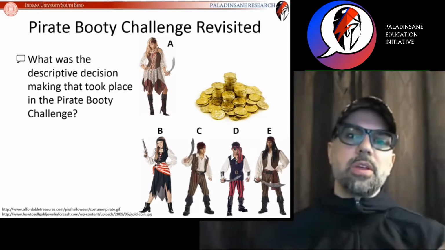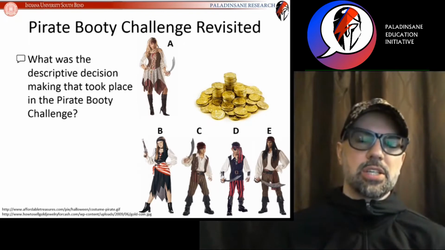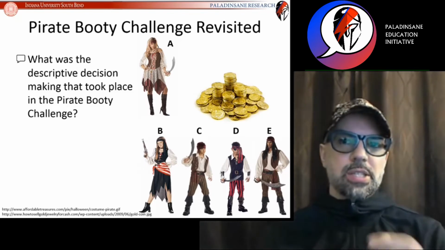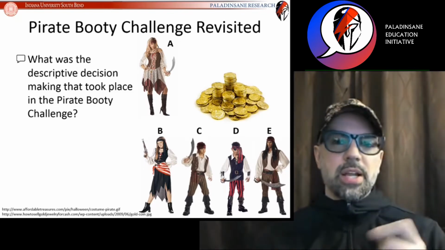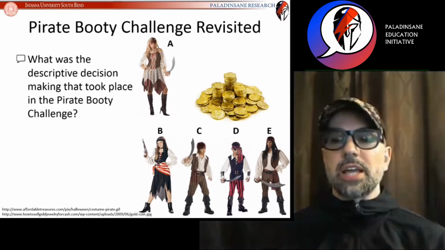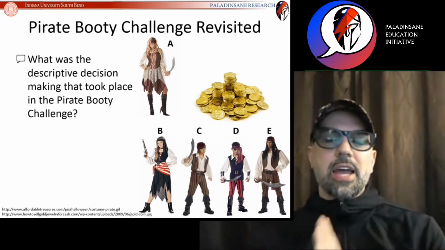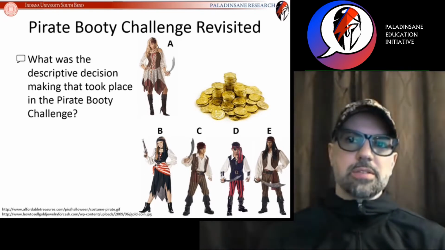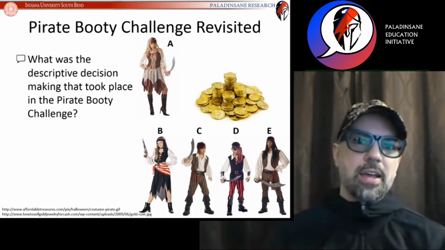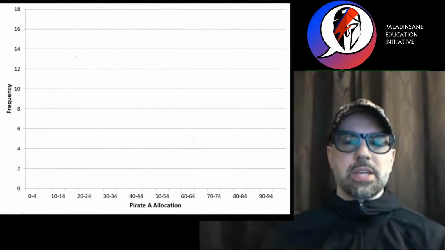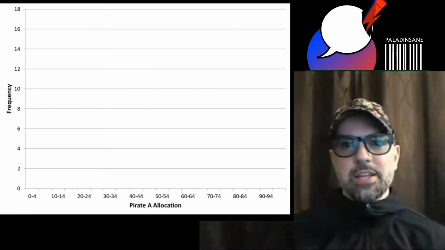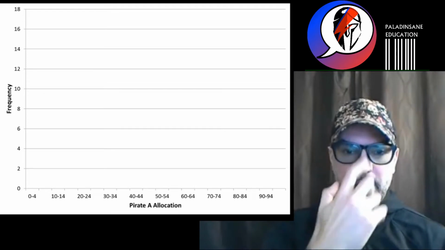Given that we've already talked about the prescriptive decision theory, what was the actual descriptive decision making that took place? This is data from a previous class. I collected their results, their allocations, and I graphed how much they kept for themselves. How much did they keep of the 100 gold coins for themselves? They were Pirate A. How many of the gold coins did they keep for themselves? And this was everybody that survived. If you didn't survive, you didn't make it into the data set. This is everybody that survived as Pirate A.